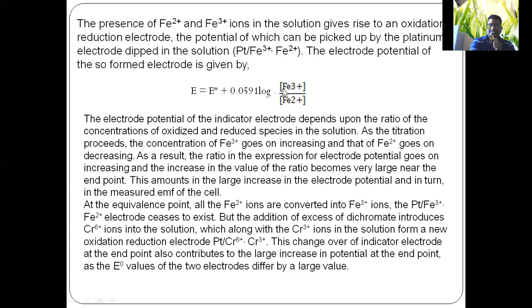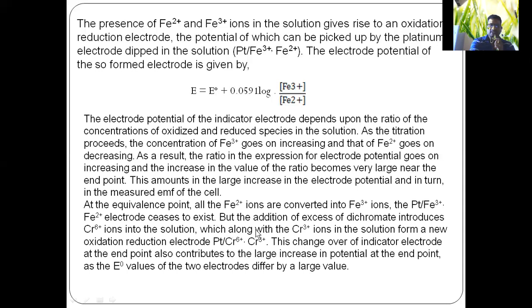So when it reaches the equivalence point of the titration, the ratio becomes very large. This amounts to a large increase in the potential, and in turn the measured EMF of the cell, which is why it gives a greater jump at the equivalence point. At exactly the equivalence point, all the Fe2+ ions are converted into Fe3+ ions. Then the platinum, Fe3+, Fe2+ electrode ceases to exist, as no more Fe2+ ions are present.